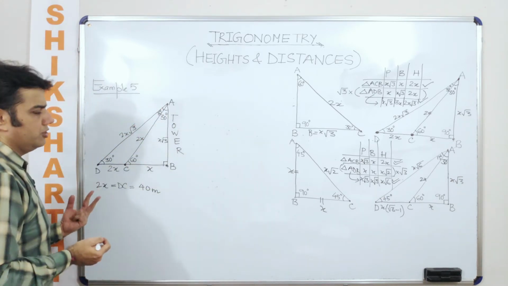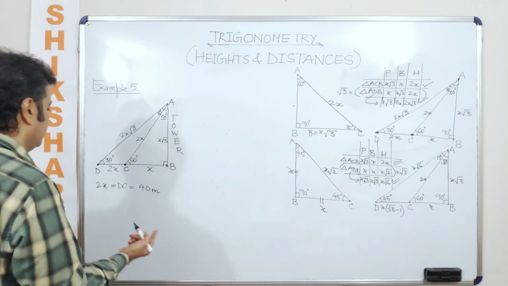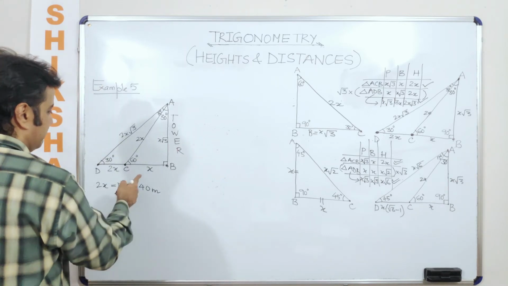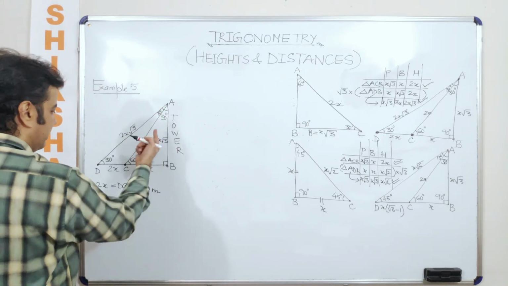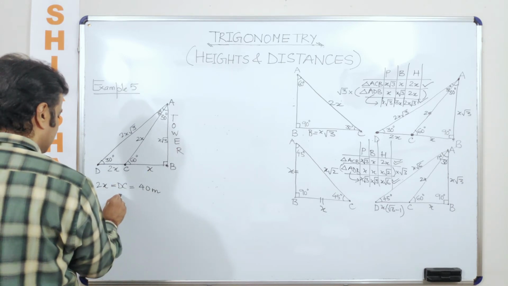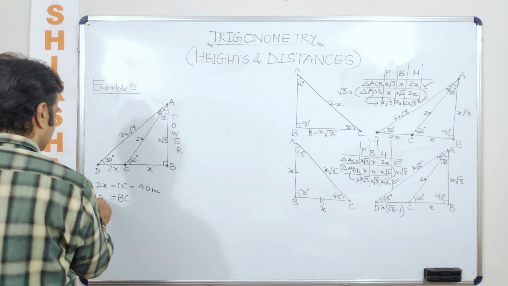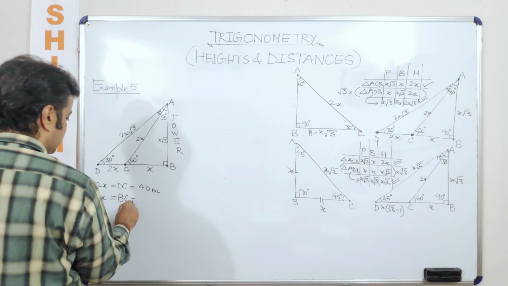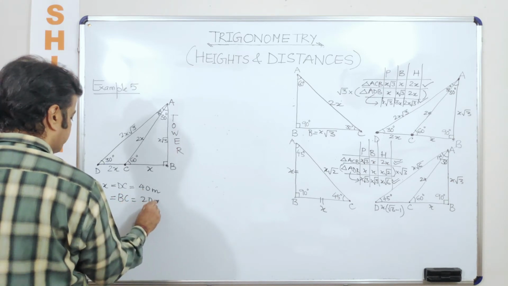Now you can just substitute and find out whatever they are asking you to find out. So for example, can we find out all the lengths? We can find out all the lengths. Do we have DC? Yes. Can we find out BC? Yes. The length of BC is x. So if 2x is equal to this, so x becomes equal to 20 meters.